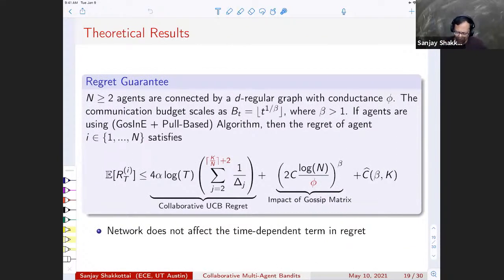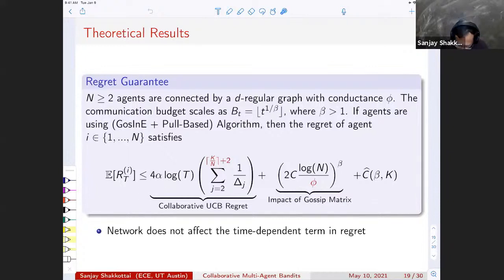We have results for more general graphs as well, but suppose you have a d-regular graph with conductance phi. And the communication scales as t to the one by beta, meaning roughly every t to the beta time slots you can communicate. If beta equals 2, that's root t number of slots, roughly. So it's sublinear in time, and it can be extremely sublinear in time, meaning this can also be log t, but I'll not talk about it here. In the paper, we can talk about what happens with log t.